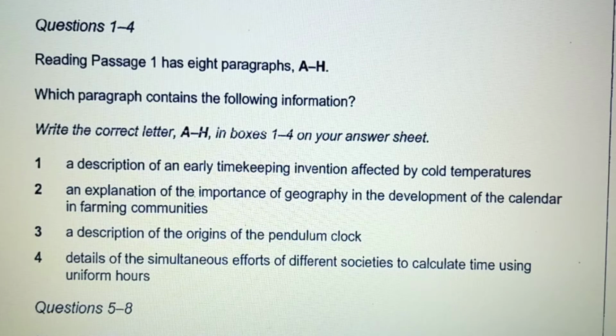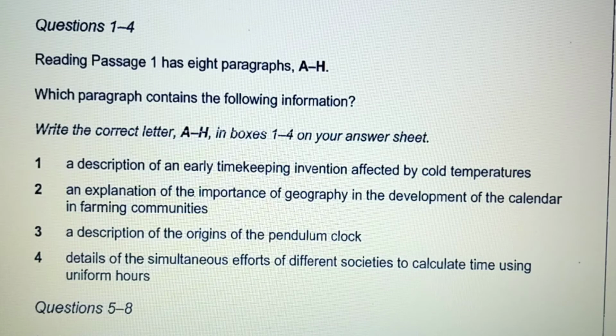Very, very important. The instruction here is that we should write the correct letter A to H in boxes 1 to 4 on your answer sheet. So our answers will be alphabets, not words, not phrases, not sentences. It will be alphabets A to H. They ask us which paragraph contains the following information. The first is a description of an early timekeeping invention affected by cold temperatures. Now when you are reading this, try and understand it. There is something about a timekeeping invention that is affected by cold temperature.